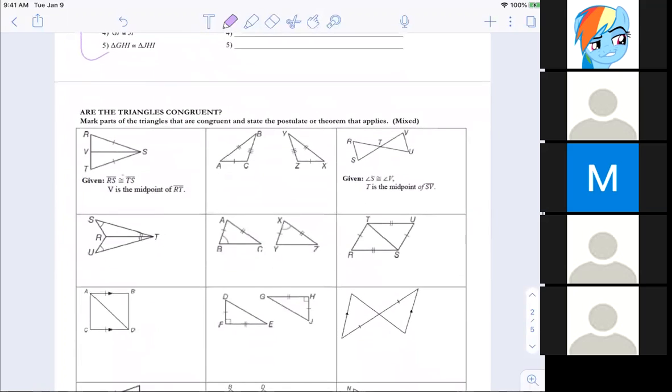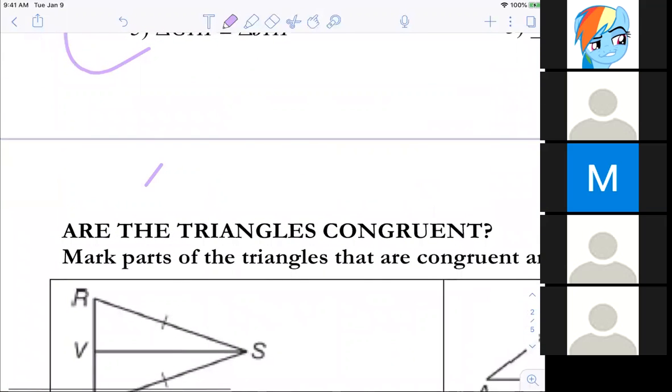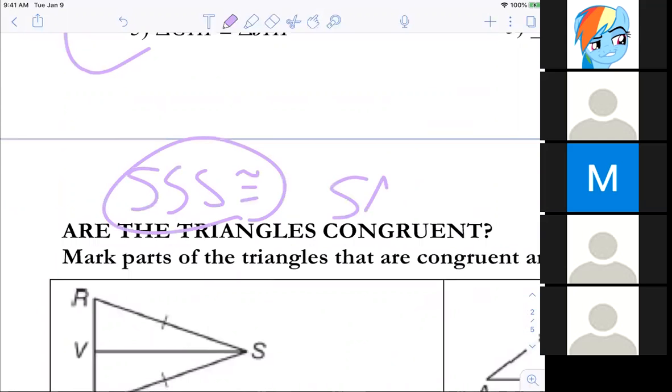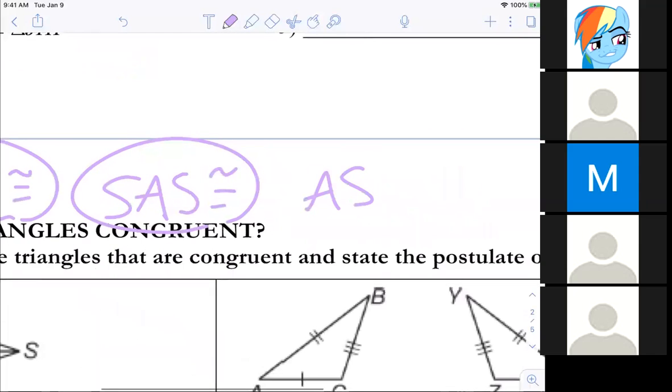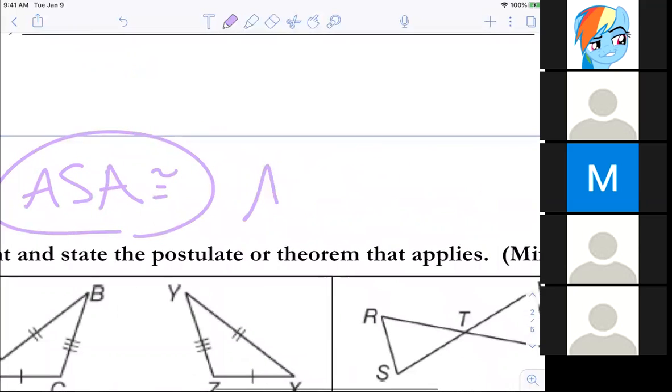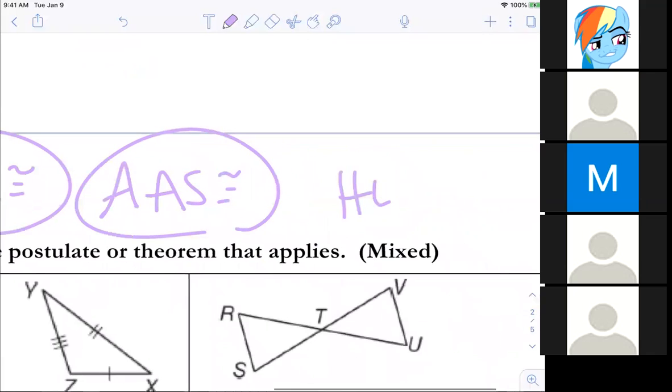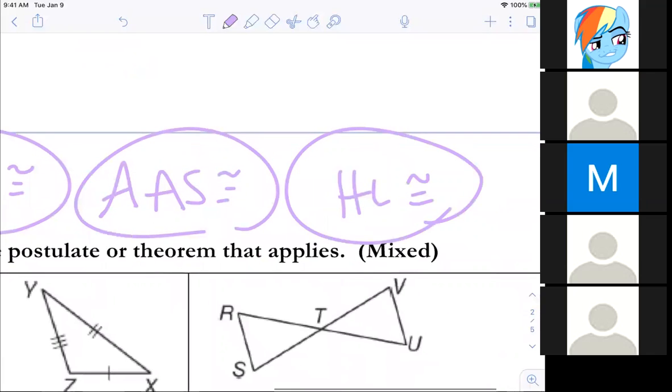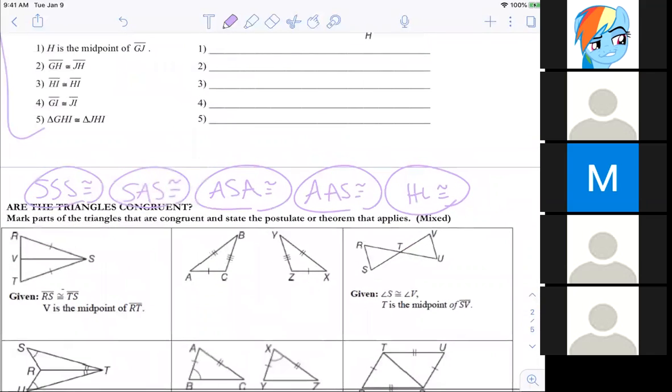I've got 5 back here. So let's first write down all my options. My options are side, side, side; side, angle, side, that's 2; angle, side, angle; angle, angle, side. And then the last one we just talked about was HL. So those are my 5 options that I'm allowed to write on here.